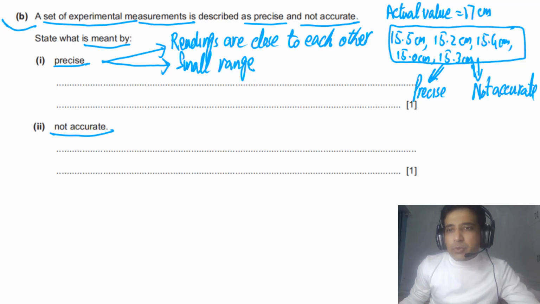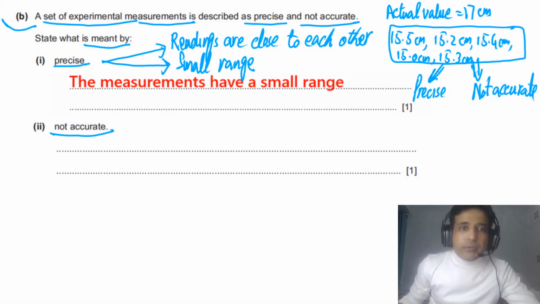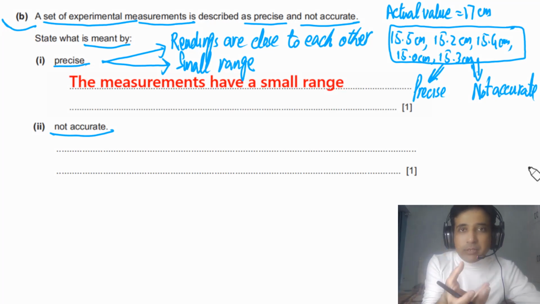Let me show you how you can write the answer. You can simply say the measurements have a small range. So this is how you can define precision. Or you can say measurements are precise.